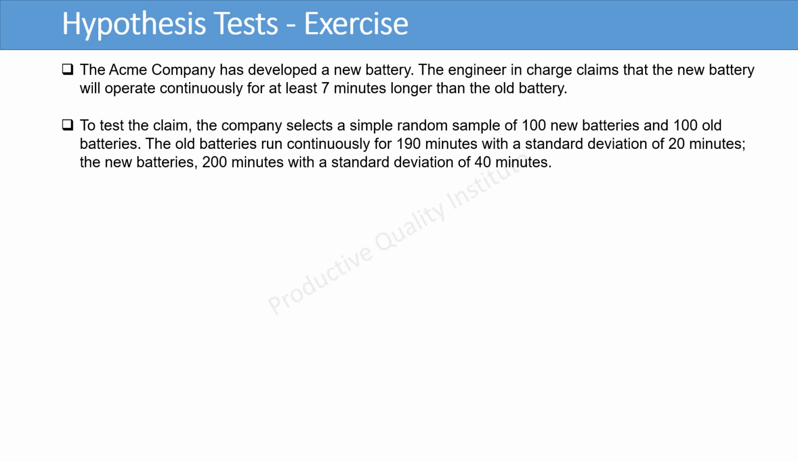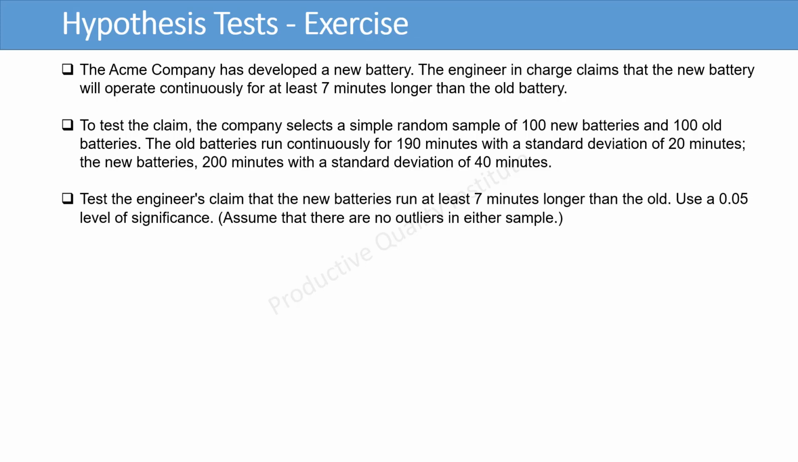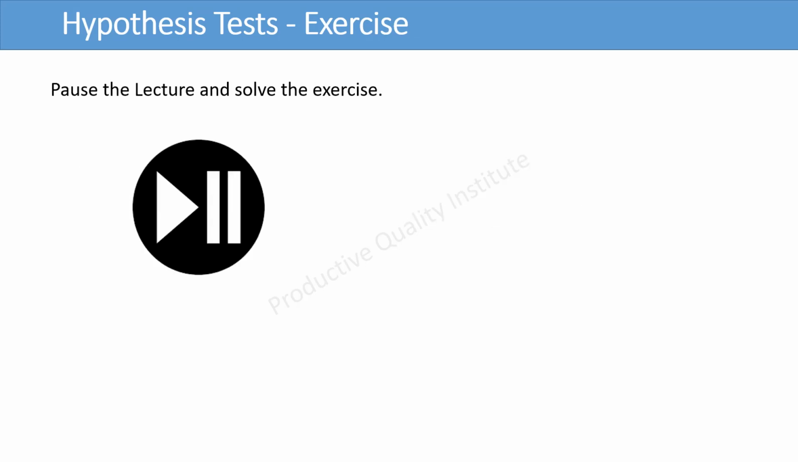To test the claim, the company selects a simple random sample of 100 new batteries and 100 old batteries. The old batteries run continuously for 190 minutes, with a standard deviation of 20 minutes, while the new batteries run for 200 minutes with a standard deviation of 40 minutes. Test the claim that the new batteries run at least 7 minutes longer than the old ones. Use a 0.05 level of significance. Assume that there are no outliers in either sample. Please pause the lecture and solve the exercise.